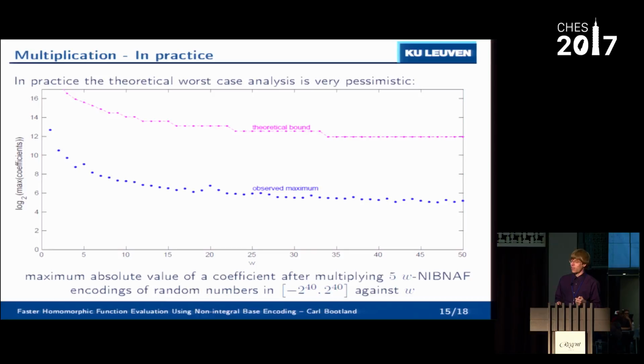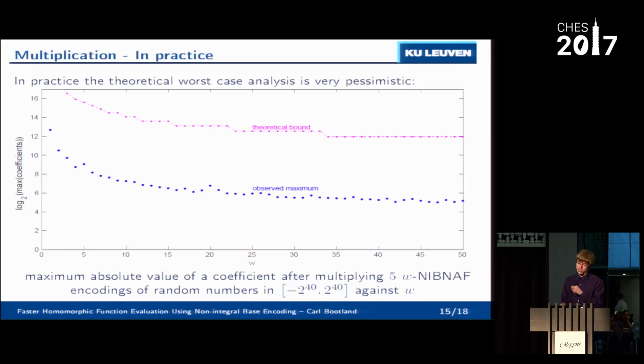But what I'm going to say now is actually you can forget that last slide, because in practice, the theoretical worst-case bound is very, very pessimistic and almost never occurs. So here I've plotted in pink the theoretical bounds and in blue the observed maximum over 10,000 samples. Here each sample is after multiplying 5 WNibNAF encodings. And notice that the y-axis is logarithmic, so really this is a huge difference between the two.